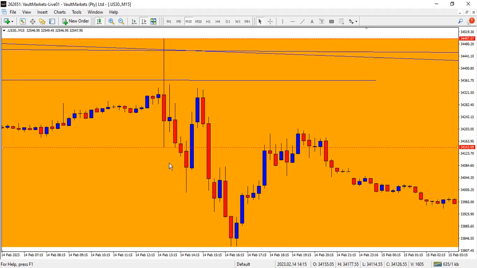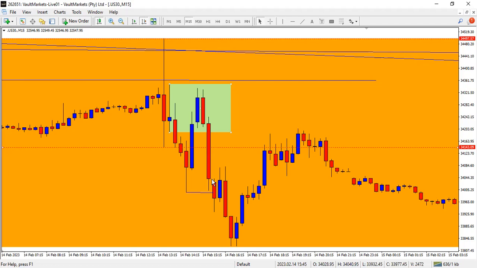Now, this imbalance was created by this candle here, right? By this candle here. Hence, you can see after the break, price came to it exactly, not even a wick above it. And then it dropped. As US30 was dropping, what did it do? It broke this structure here, right?